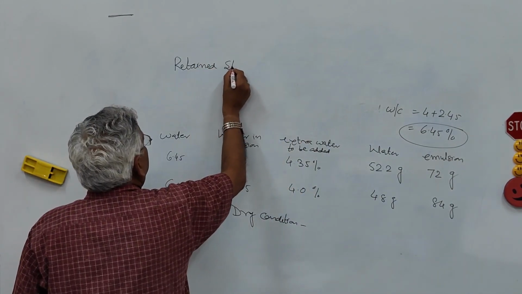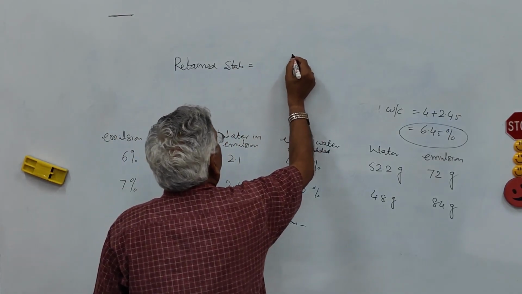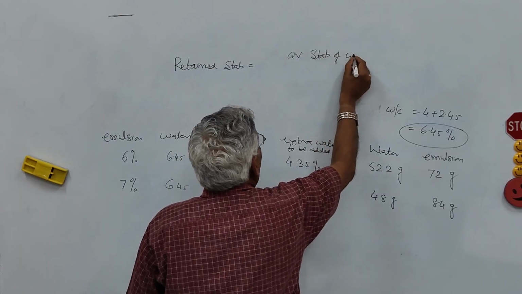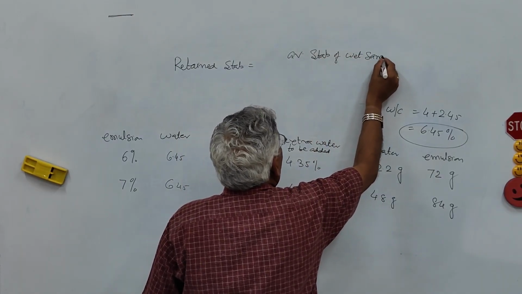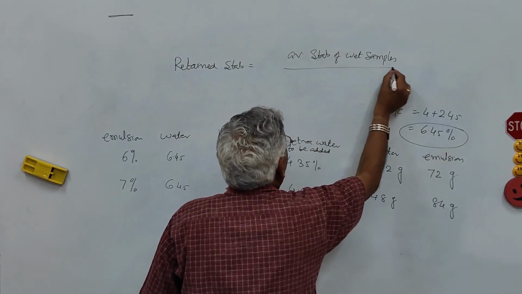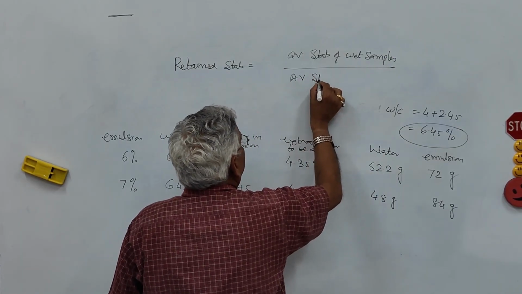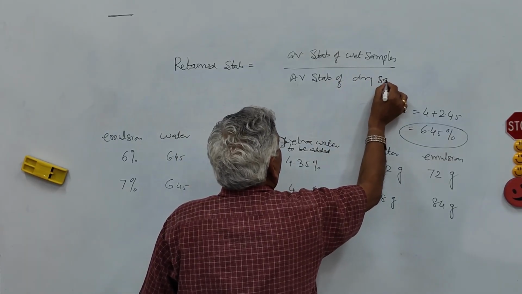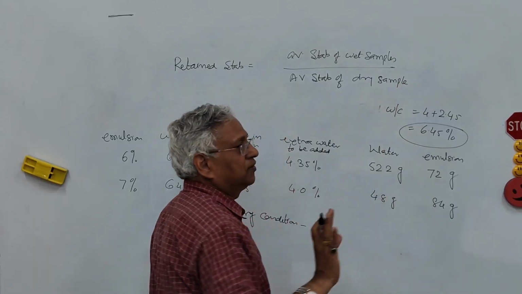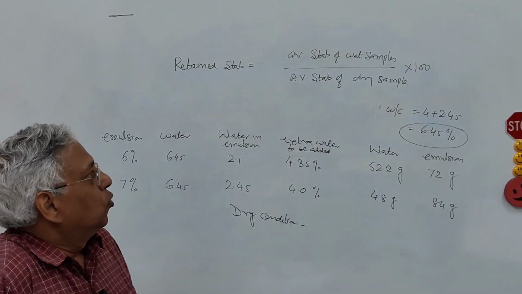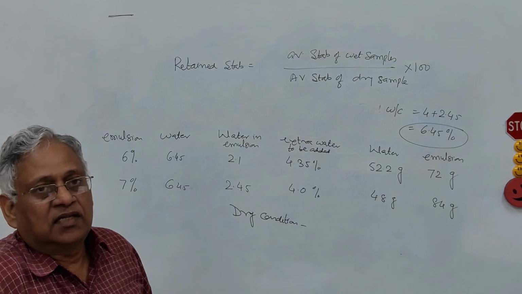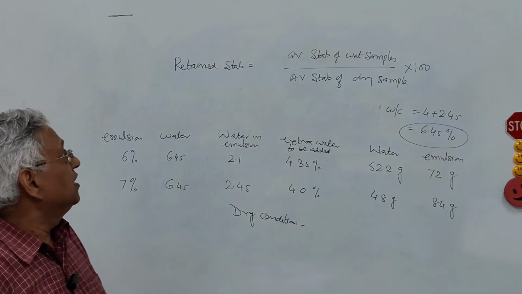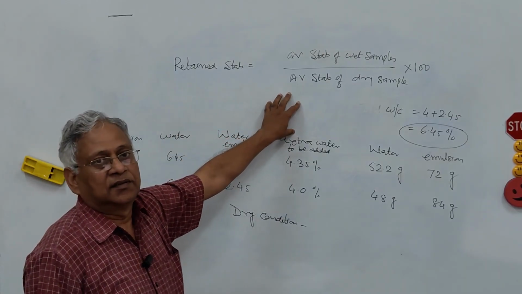Retained stability is average stability of wet sample divided by average stability of dry sample. Here, average means the average of 3 specimens. What the MORTH specification suggests is that this loss in stability should not be more than 50%. So you should get this value higher than 50%.